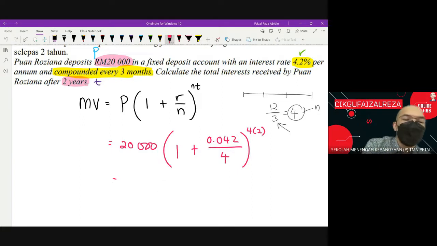Okay. So for sure, you are going to use your BODMAS rule. What is BODMAS? Bracket, power of, division, multiplication, addition, subtract. Okay, so which one first? In the bracket first, isn't it? So please use your calculator. 1 plus 0.042 divided by 4. What do you get? I got 1.0105.